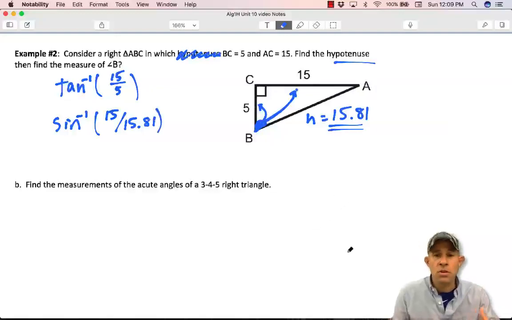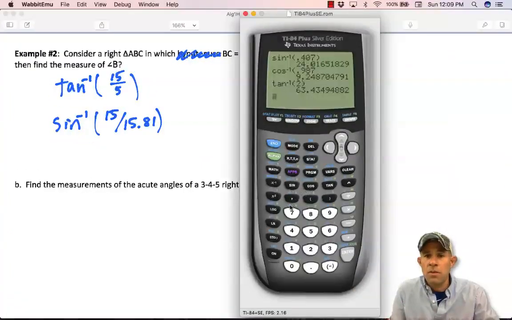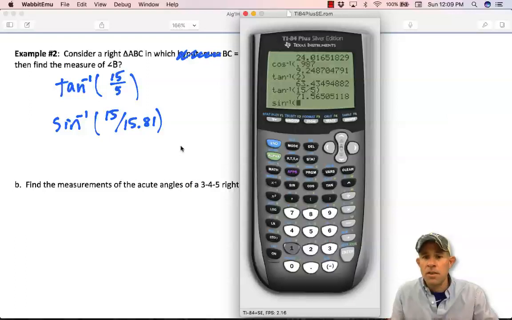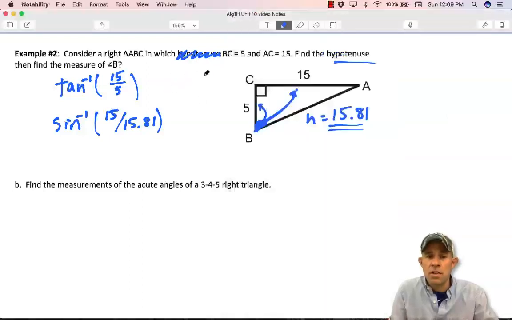Now, just to show you that these will give us the same result, let's go to our graphing calculator here. And we'll start off by taking the inverse tangent of 15 divided by 5. And that gives us our 71.5. And now we'll take the inverse sine of 15 divided by 15.81. And we should end up with very close to the same. So we get our 71.58 and 71.56. So we're going to say that the measure of angle B is equal to 71.5 degrees.